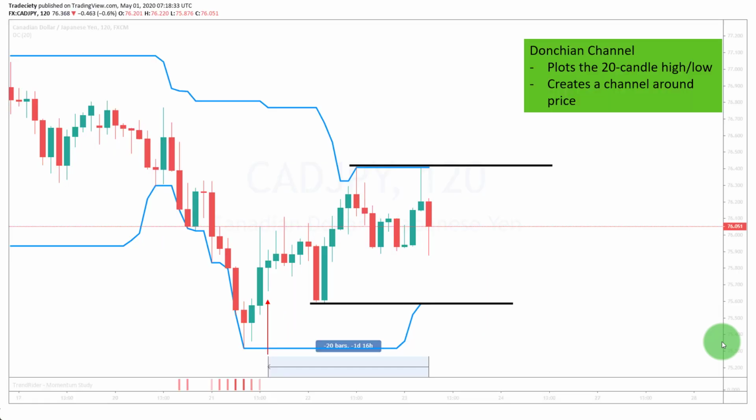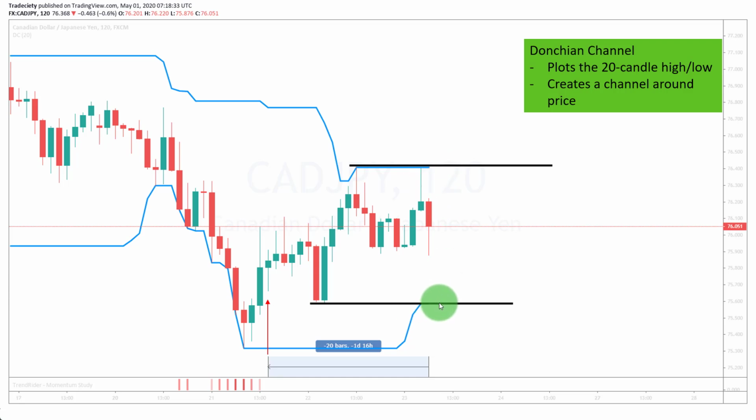When we start at the basics, what you need to know is that the Donchian channel is usually set to 20 periods, and what it does is plot the highest and the lowest point during the last 20 candles. So right now this is the current price. You can see the Donchian channel is up here and the Donchian channel is down here.